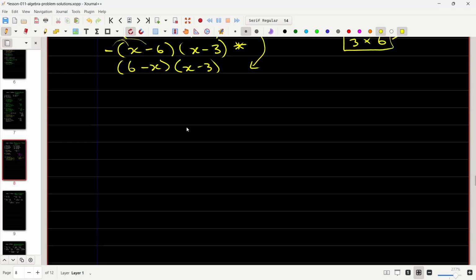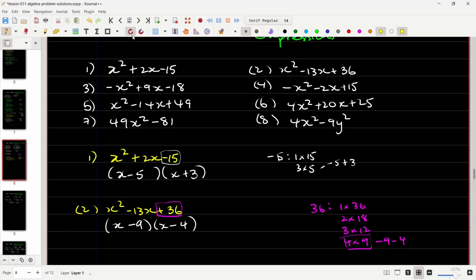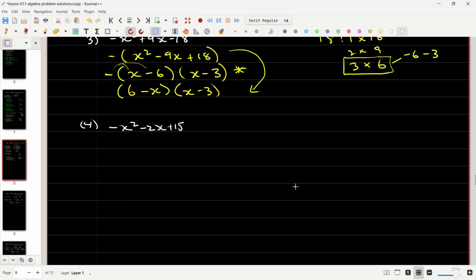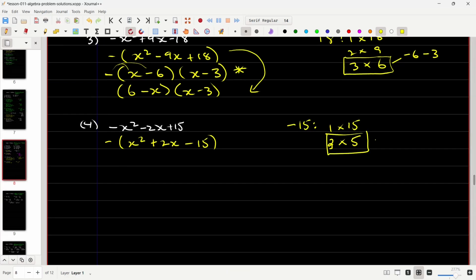Now let's go to the fourth one now. The fourth one is this here. Right, so let's see. Negative sign again. So again, all I'm going to do is I'm going to take out the negative sign. This is going to be x squared plus 2x and then negative 15 at the end here. I'm going to try and find the factors of negative 15. Factors of negative 15, 1 times 15, 3 times 5. And I am going to say if I take a negative 5 and I add 3, I will get a, sorry, that's not right. If I take a positive 5 and a minus 3, I will get a positive 2. All right, so those are my factors.